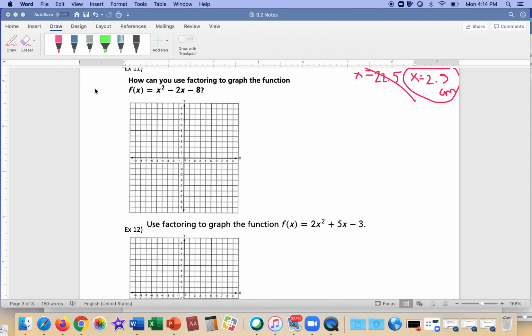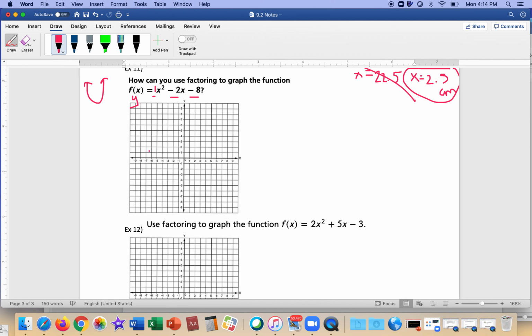Very last problem, we are going to use factoring to help graph a quadratic function, right? So we know f of x is y, right? Y equals. We know that A is 1, B is -2, and C is -8. A, B, C. A is 1, B is -2, C is -8. Because A is positive 1, we know our graph's going to open up.